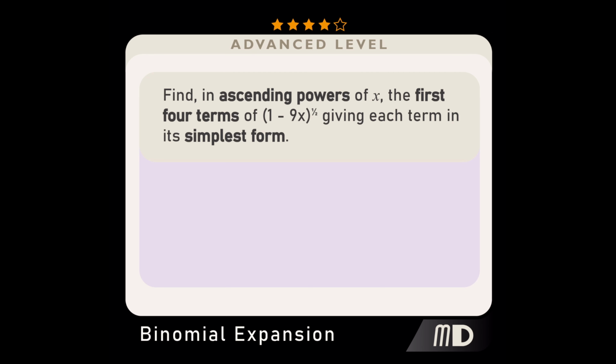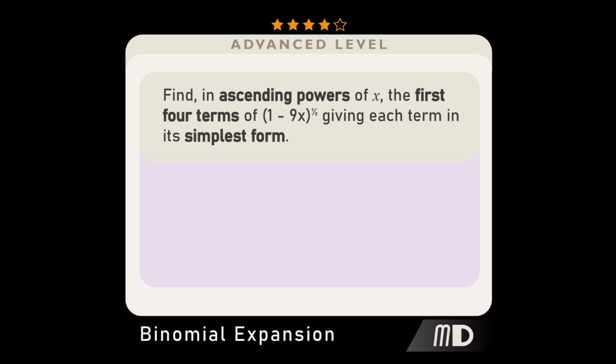This is the first part of a two-part question. Find, in ascending powers of x, the first 4 terms of 1 minus 9x raised to the power of 1/2, giving each term in its simplest form.